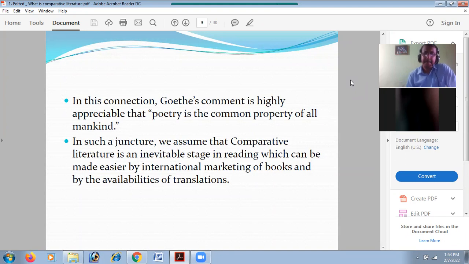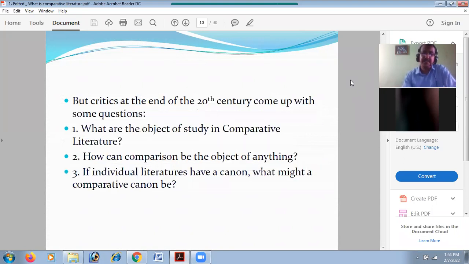Of course, for the literature we want to compare, we should have the translation available so that we can easily compare one literature with another literature. So comparative literature is an inevitable stage of reading when we can put a writing in the international arena, and vice versa. Another person or another poet can put his or her writings in the international arena. For poetry or literary speech is a part of world literature, and it is a property of all human beings of this world.